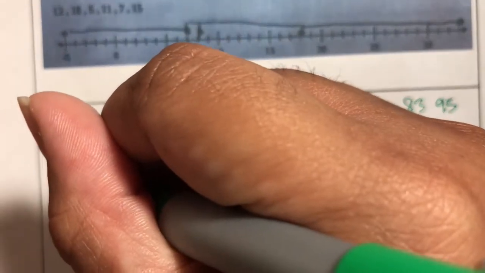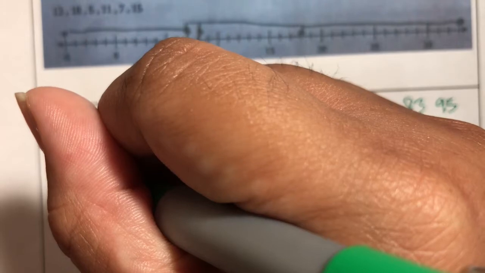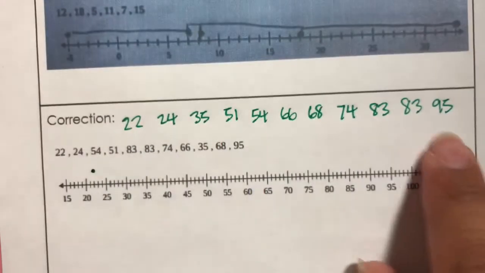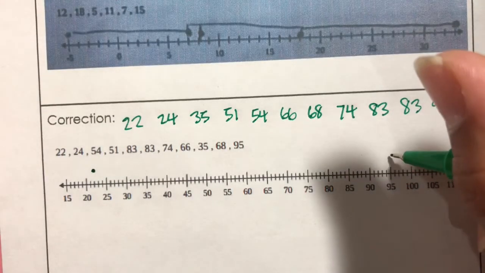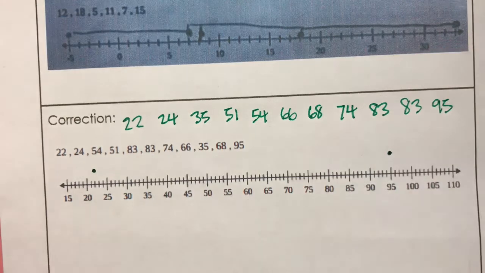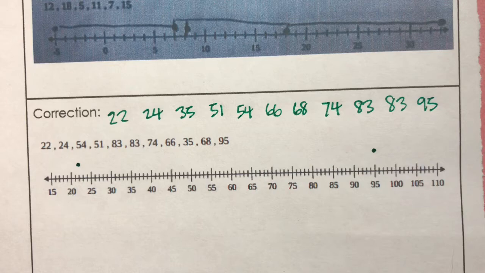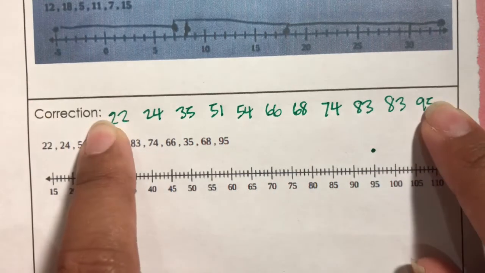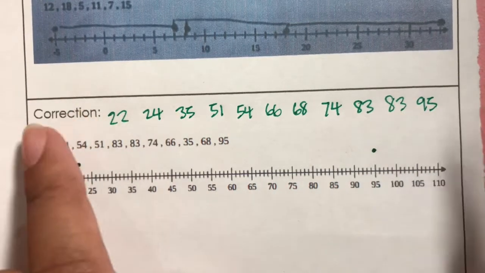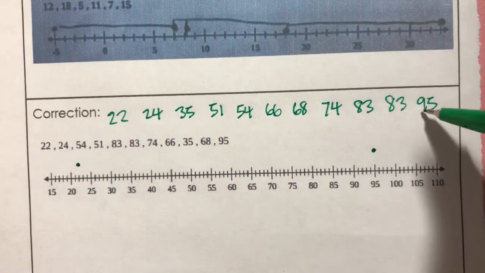So find your 22, so 20, 21, 22, so right here, and then find your 95, and your 95 is right here. Okay, so we have 2 dots down. Okay, now we got to find our median. So to find a median, you can count going from out going in, or we can do the cross out method. So I'll do the cross out method.